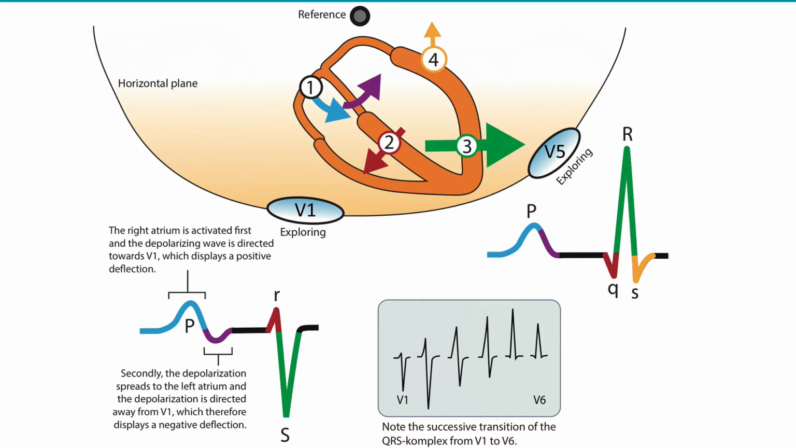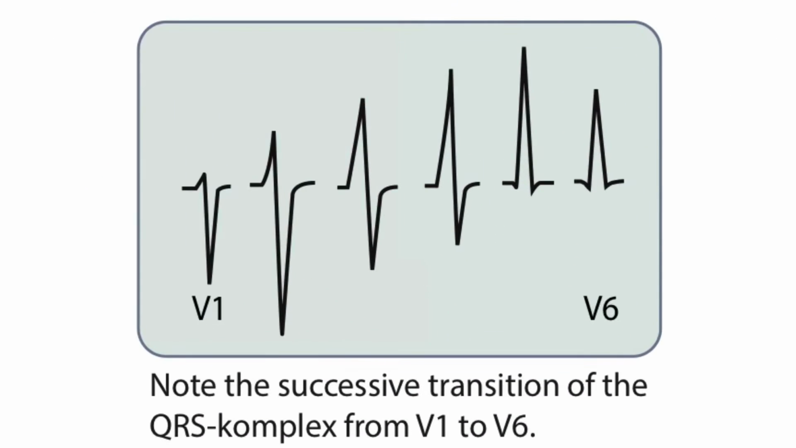So this is the relationship between the electrodes, the vectors, and the ECG waveforms. And if you look at this image down here, you can see that the ECG leads, which are positioned between V1 and V5, will actually show waveforms which are something in between V1 and V5 in sort of a progressive pattern from V1 to V5.